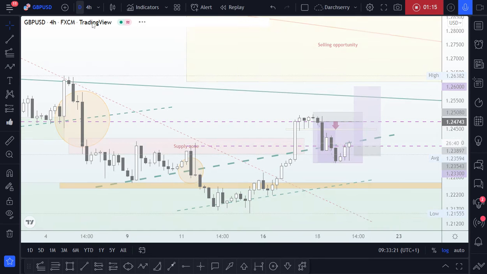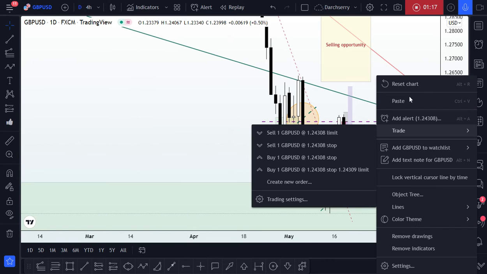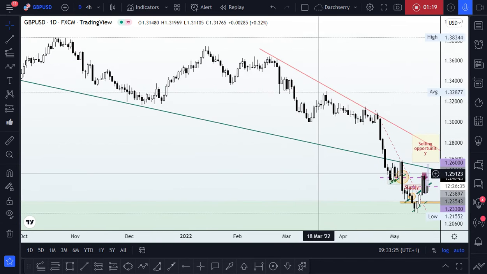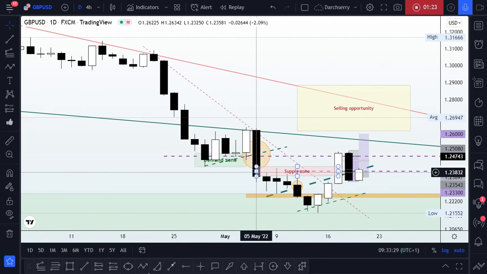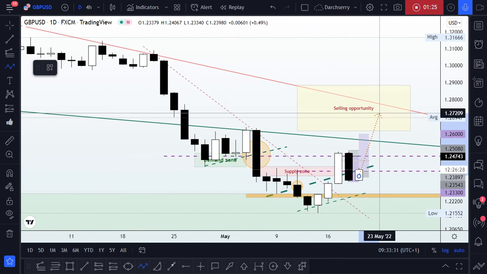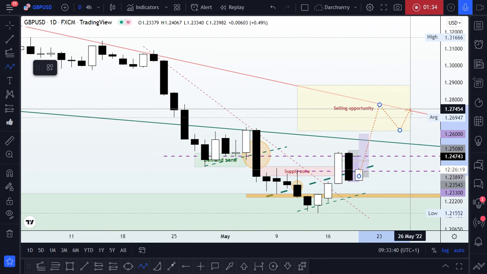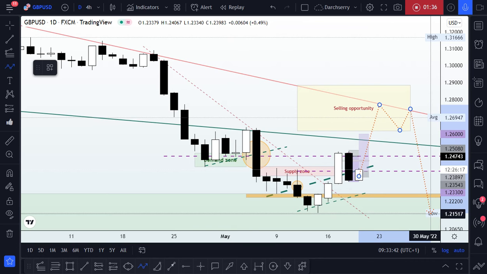Remember that on the daily time frame, we have a long-term bearish momentum, as you can see, and we've been expecting that price might probably come into the selling opportunity zone, which also shares a confluence with the major bearish trend line on the daily time frame, where we're probably looking for an opportunity to follow the trend to the downside.